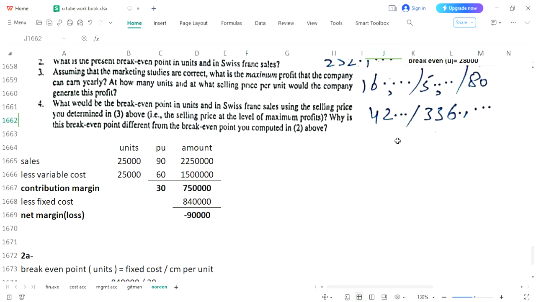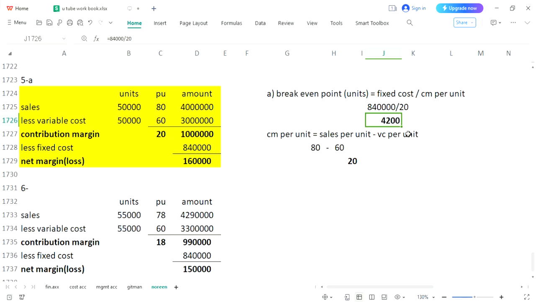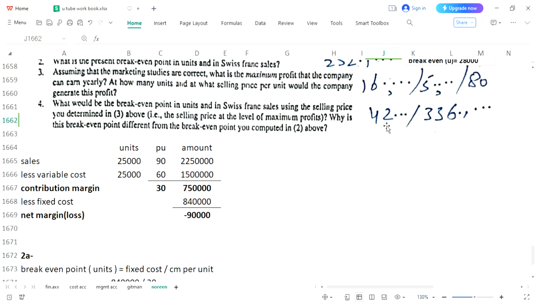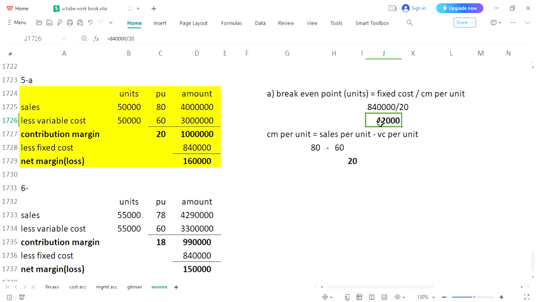Okay, let's see if 840,000 is written over here. Yes, we have it right: this is 840,000 and we have got 42,000 units. This answer you can see, 42,000. The first part has been sorted out.